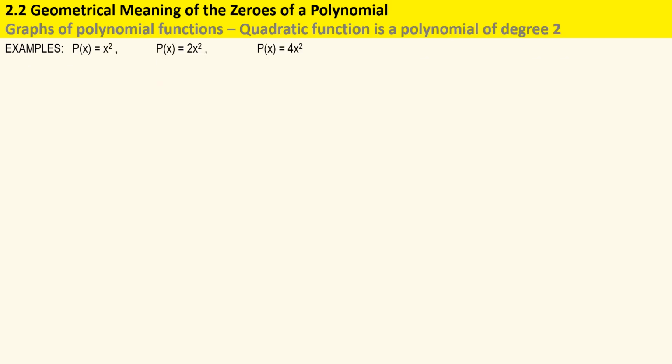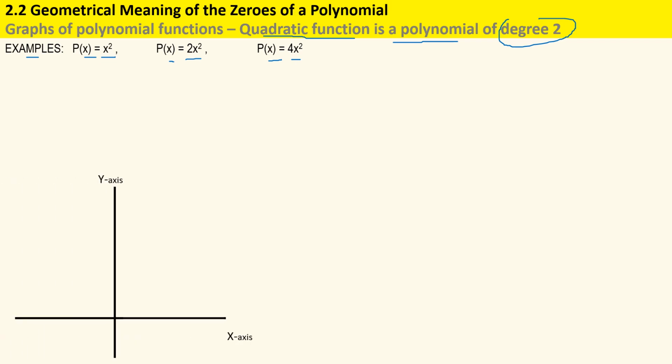So now let's try to see how the graphs of quadratic functions or quadratic polynomials, which have a degree of 2, look like. So we are trying to find out the graphs of, let's take examples, p(x) = x square, p(x) = 2x square, or p(x) = 4x square. So we are now trying to see the graphs of quadratic functions. So here is our normal x-axis and y-axis. We plot p(x) = x square and we get a parabolic shape.